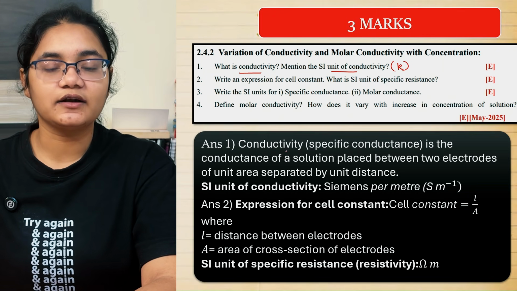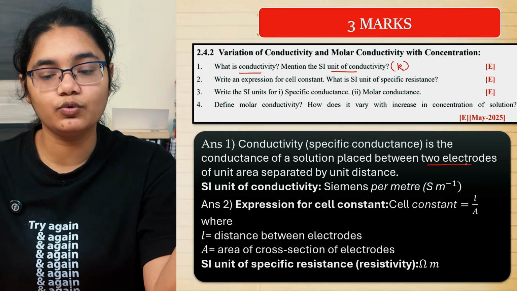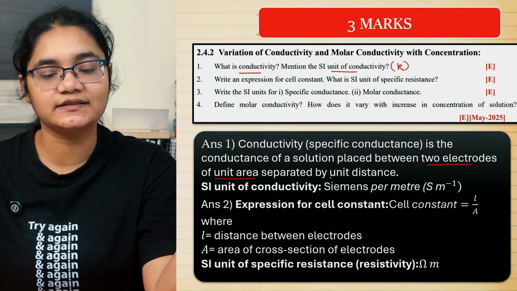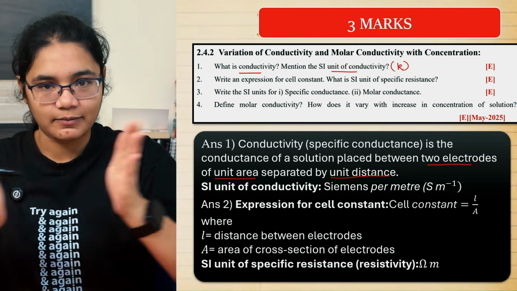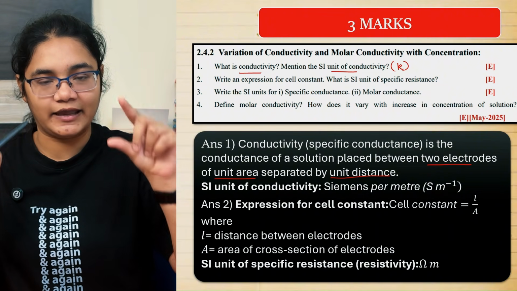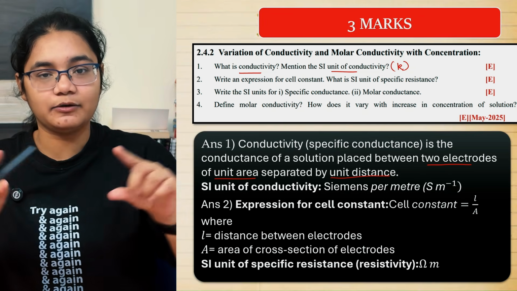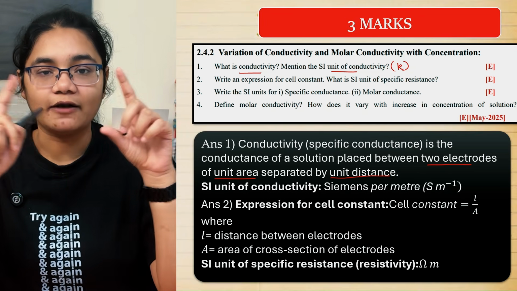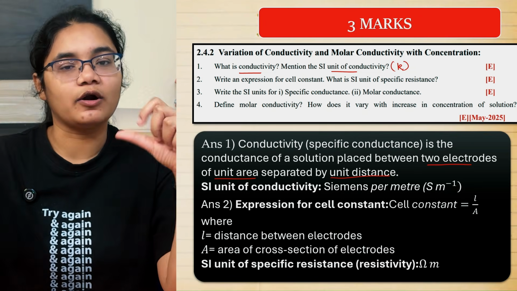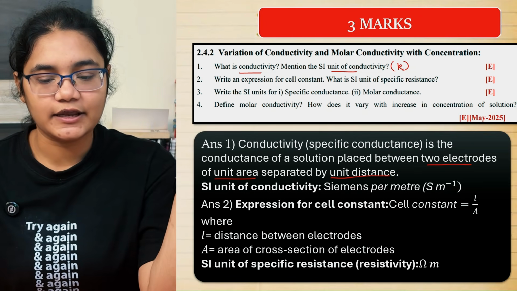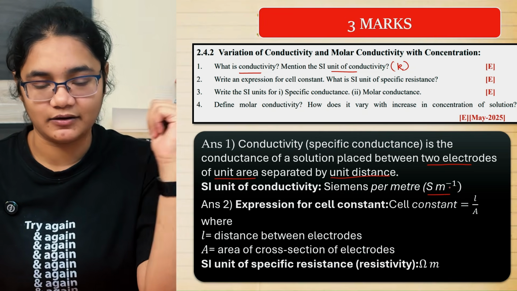So conductivity or specific conductance is the conductance of a solution placed between two electrodes of unit area separated by unit distance. Two electrodes are there, they are separated by unit distance, and the cross sectional area between them is 1 unit area, and whatever electrolyte is present in this much place, its conductivity is called the kappa value. And the SI unit is S meter inverse, but we generally use S centimeter inverse.